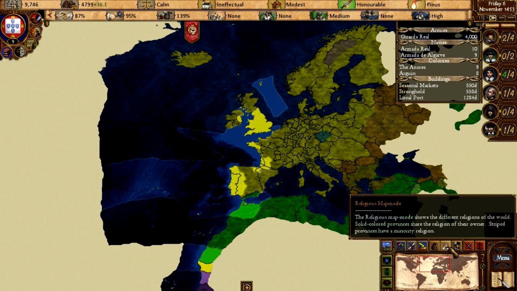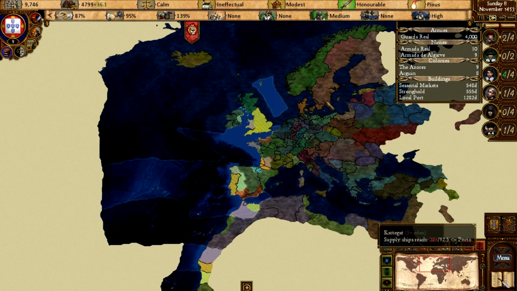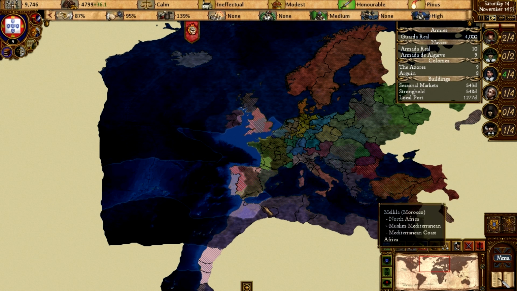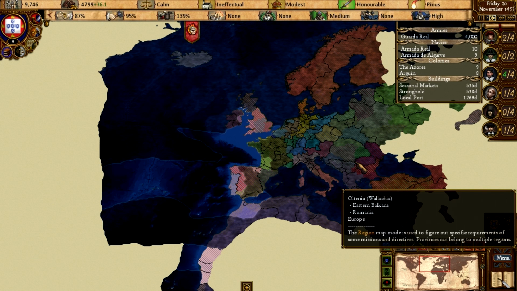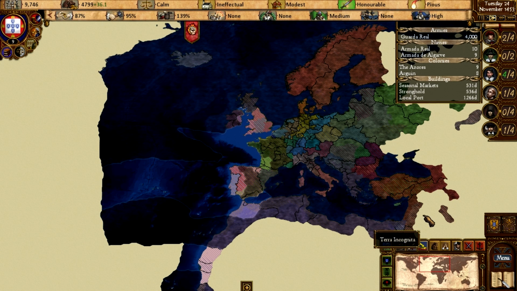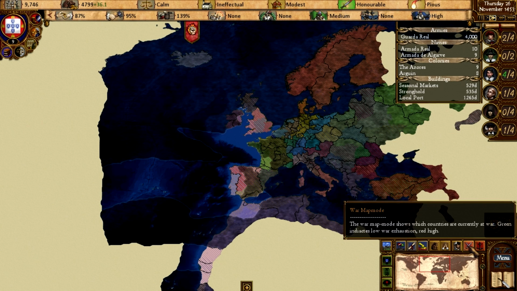Then we have the cultures map mode. It shows all the cultures in Europe at the time. And the regions map mode shows the geographical regions of Europe. And geographical regions may be important to recruit special units or for special types of decisions and events.